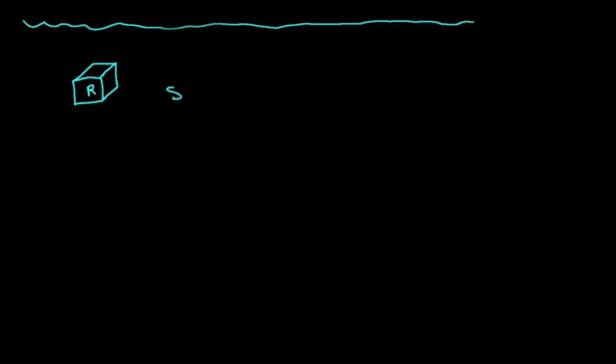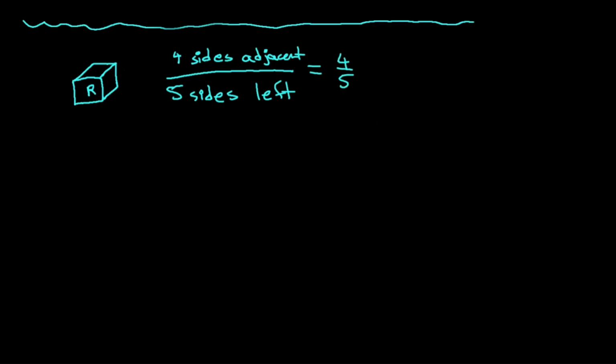And given that there are 5 sides left, there are 4 of which that are immediately adjacent to the red side. So top, bottom, left, and right. So 4 sides adjacent, which gives us a probability of 4 over 5.